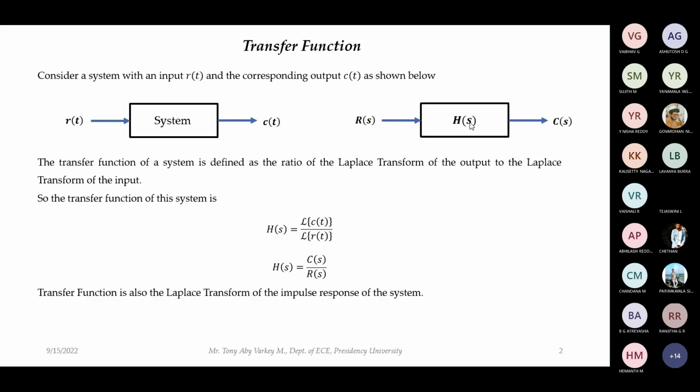So I can define the transfer function as the Laplace transform of the impulse response of the system. There are two ways in which I have defined the transfer function. One is that it is the ratio of the Laplace transform of the output to the Laplace transform of the input. The second is that it is the Laplace transform of the impulse response of the system. Do you remember which variable is used for denoting impulse response? You might have studied it in your signals and systems course.